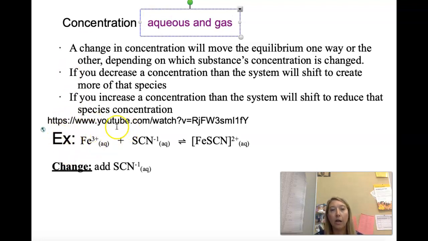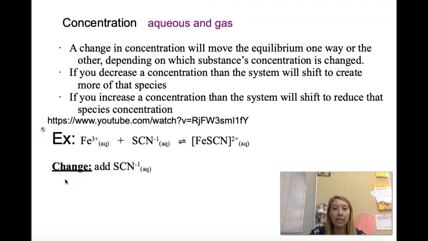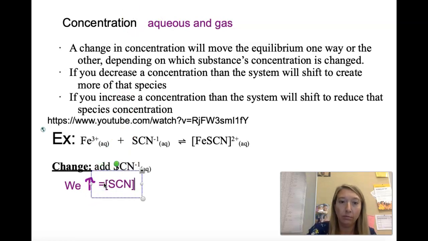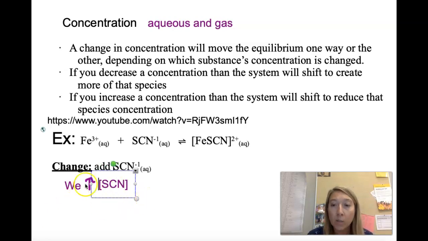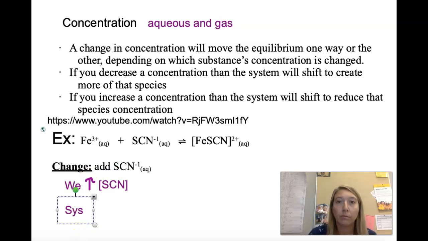So we have an iron 3 ion, we have thiocyanate ion, and then we have an iron thiocyanate complex ion. So the change is to add SCN minus. So if we add SCN minus, that means we just increased the concentration of that SCN. So if that's what we did, we increased the SCN. The system wants to do the opposite. So the system wants to decrease the concentration of the SCN.